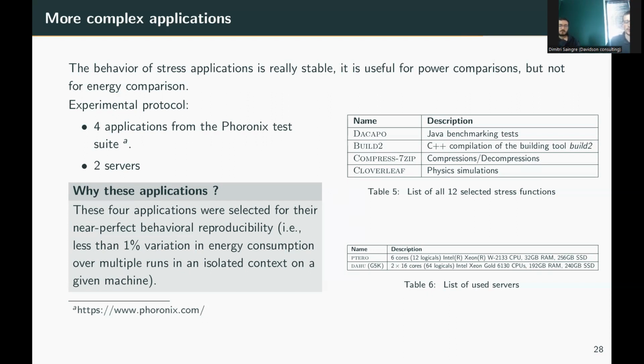So for that experiment, we used 4 applications from the Phoronix test suite. They are benchmarks for CPU evaluations. We selected these 4 applications because they have a reproducible behavior. When we run the applications multiple times in the same context, we always got the same results in terms of execution time and energy consumption. We used the same servers.